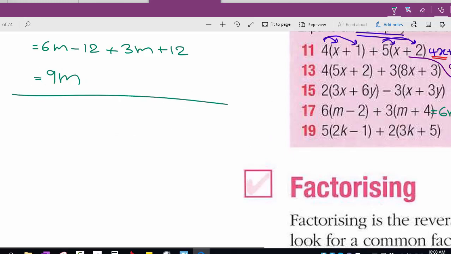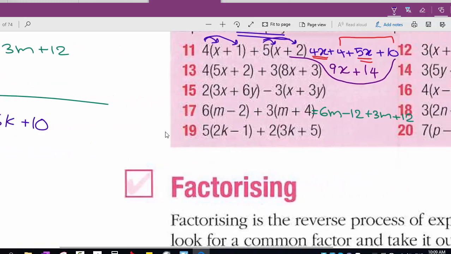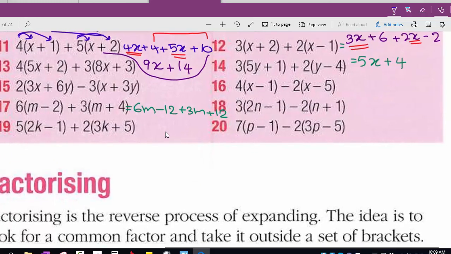Question 19. 5 times 2k is 10k, minus 5 times 1, 5, plus 2 times 3k, 6k, plus 2 times 5, 10. Like terms are 10k, 6k, that gives 16k. 10 minus 5 is positive 5. This is the final answer of question 19. And the rest, I know you can do it. It's homework.